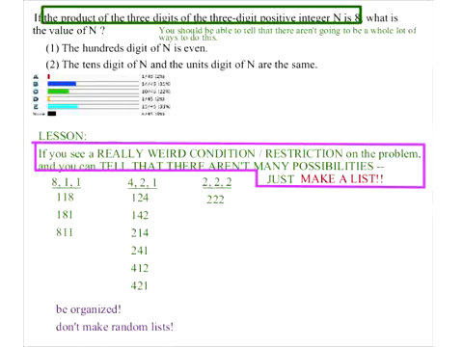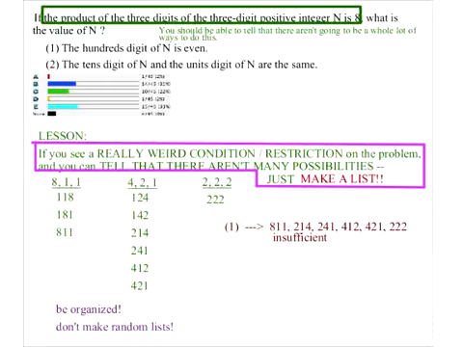So statement 1, the hundreds digit is even. That could be 811. It could be 412, 421, or 222. So that's insufficient. Or actually, the 200s could work too. So you could also have the 214 and 241. It's actually every single one of them except for 124 and 142.